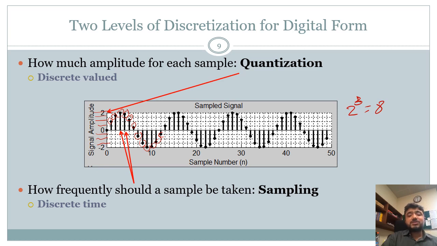So a 3-bit representation would give you 8 levels, a 4-bit representation would give you 16 levels, a 5-bit representation would give you 32 levels, a 10-bit representation would give you 1024 levels, and a 20-bit representation would give you how many levels? Can someone tell me? If a 10-bit representation gives you 1000 levels, then roughly how many levels does a 20-bit representation give you? You should probably pause the video and think about it. All right, so 20 bits would take you roughly to 1,000,000 levels, right? And 30 bits would roughly take you to 1,000,000,000 levels, and so on and so forth.